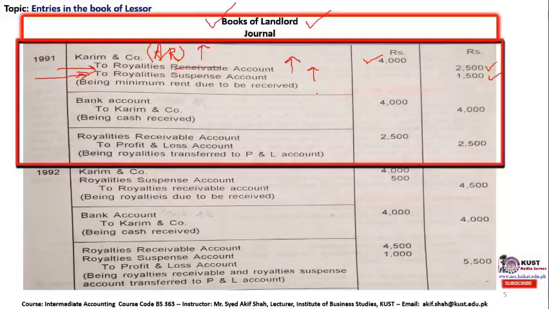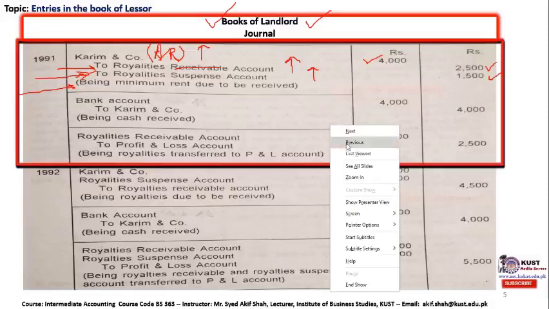In that case, this short working suspense account will be transferred to the profit and loss account of the lessor or landlord. Then at the third stage, you have to write down a short narration, which is: minimum rent due to be received from lessee.